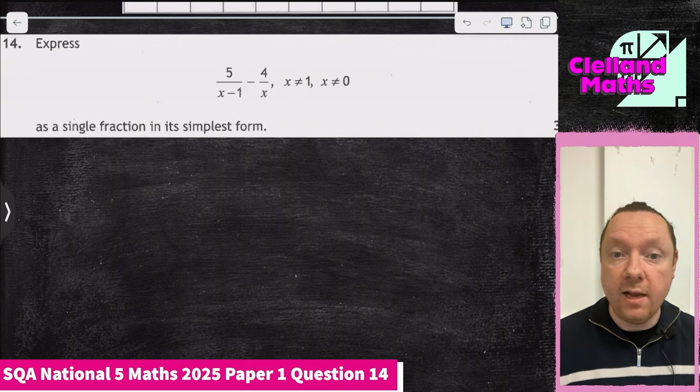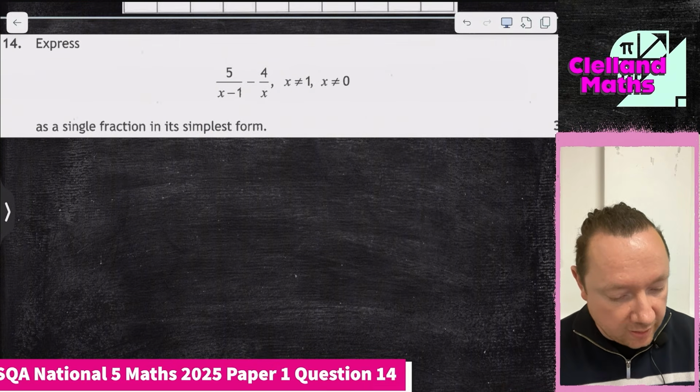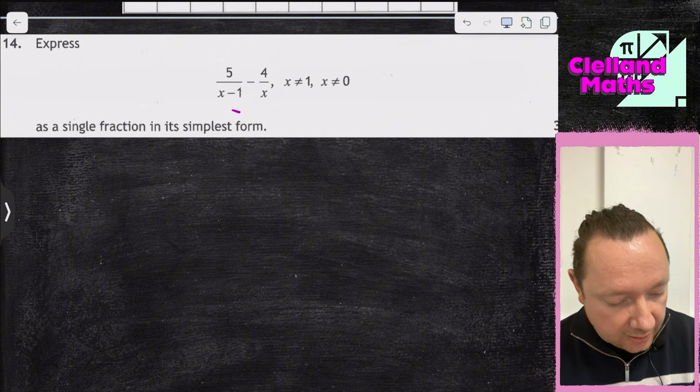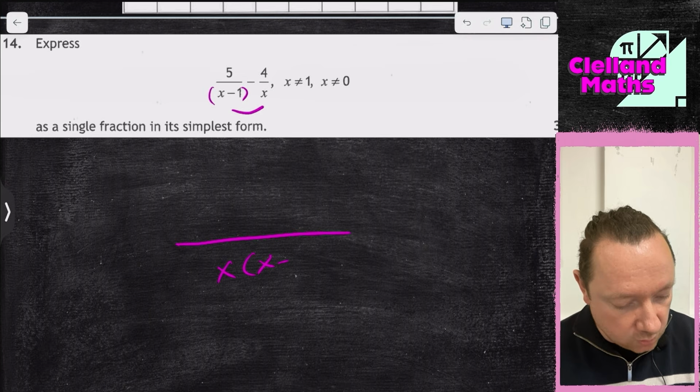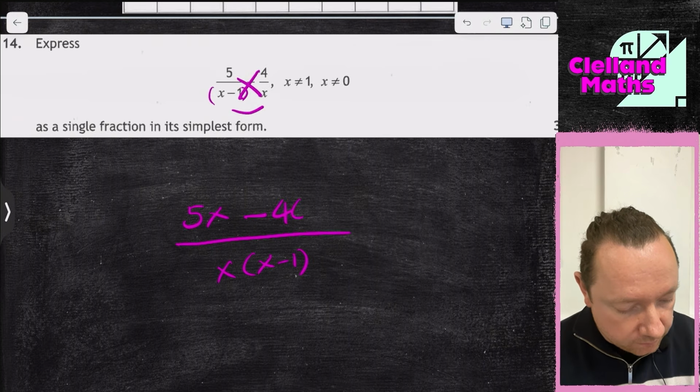SQA National Maths 2025, Paper 1, Question 14. Express that in a fraction in its simplest form. So I can just times them together, making sure we've got x minus 1 in brackets. x minus 1. 5 times x is 5x. We are minus 4 times x minus 1.